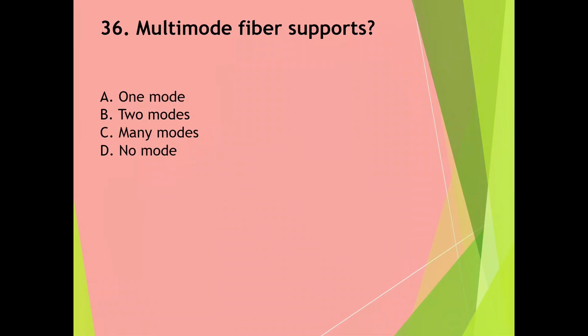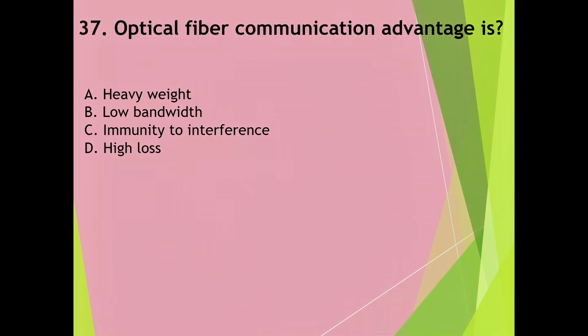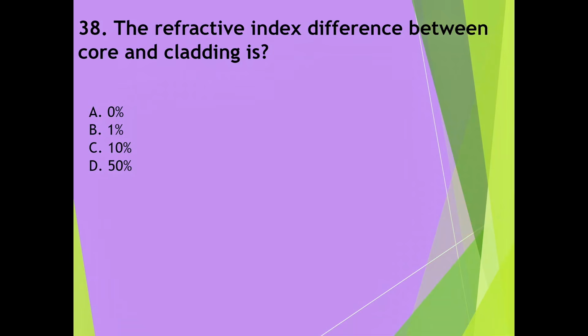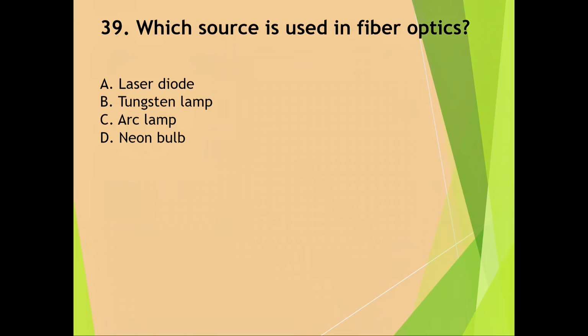Next question is, multi-mode fiber supports one mode, two modes, many modes, no mode. So correct option is many modes. Next question is, optical fiber communication advantage is heavy weight, low bandwidth, immunity to interference and high loss. So correct option is immunity to interference. Next question is, the refractive index difference between core and cladding is 0%, 1%, 10%, 50%. So correct option is 1%. So next question is, which source is used in fiber optics? Laser diode, tungsten lamp, arc lamp, neon bulb. Correct option is laser diode.